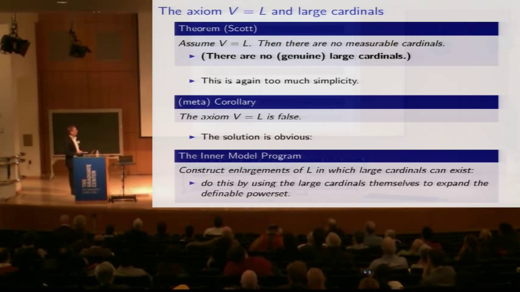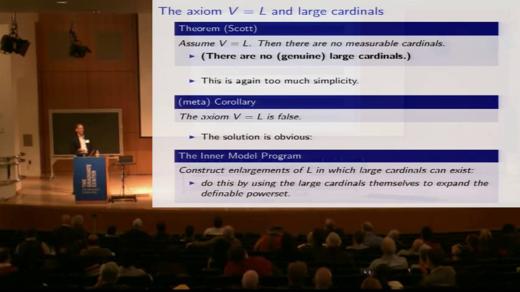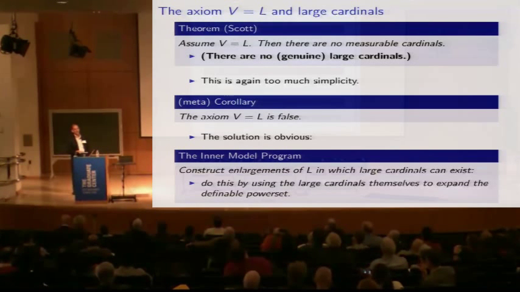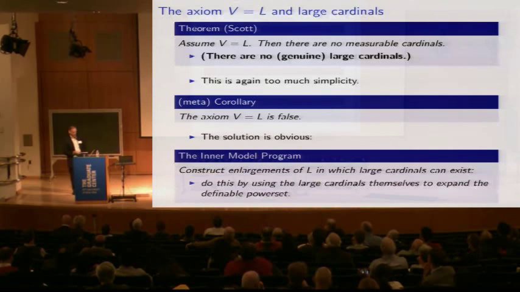The solution is obvious. We want to construct enlargements of L in which large cardinals can exist. But how should we do this? Well, we try to use the large cardinals themselves to expand the definable power set. We got L by using the definable power set. We get V by using the full power set. We want an intermediate notion. The definable power set isn't giving us enough sets. The full power set maybe is giving us too many sets.